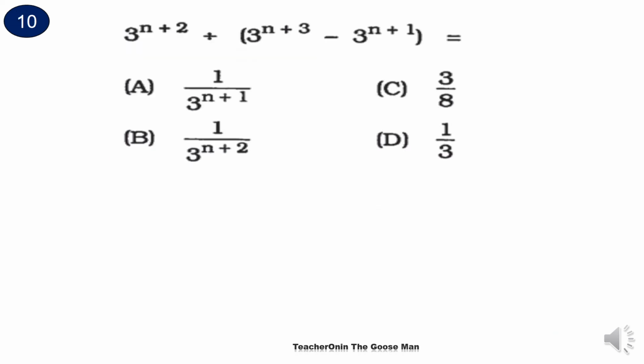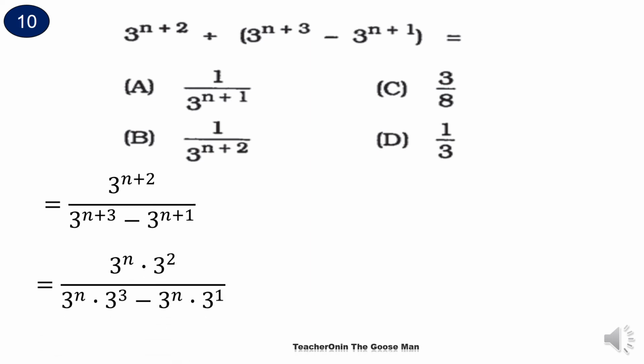Let's consider this complicated law of exponents exercise. So I can rewrite this expression as 3 raised to n plus 2 all over 3 raised to n plus 3 minus 3 raised to n plus 1. But take note that I can expand 3 raised to n plus 2 as 3 raised to n times 3 raised to 2, all over 3 raised to n times 3 cubed minus 3 raised to n times 3 raised to 1. But I can regroup, or again factor out 3 raised to n in the denominator. So what we have here is 3 cubed minus 3 raised to 1 in the denominator.